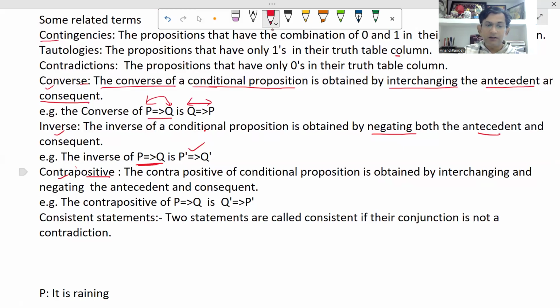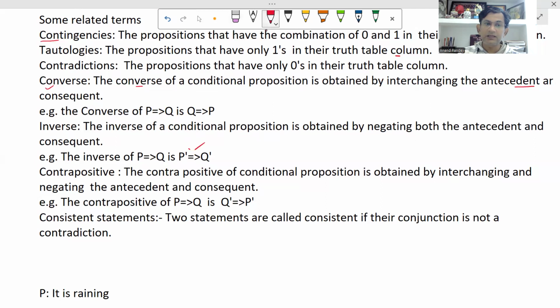And the third, related to the same conditional proposition, the contrapositive. The contrapositive of a conditional proposition is obtained by interchanging and negating. We have to do both. We have to negate as well as interchange. So then you'll get the contrapositive. For example, the contrapositive of P implies Q is, you can see we have interchanged and we have negated also. The contrapositive of a conditional proposition is obtained by interchanging as well as negating.